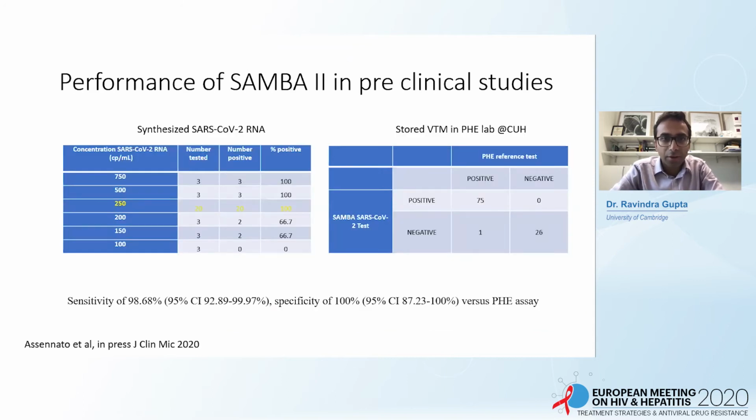So here are some data on the performance of Samba II in the preclinical stage. You can see here that using synthetic SARS-CoV-2 RNA, the limit of detection was established around 250 copies per mil. And when we tested stored VTMs or viral transport medium in the diagnostic laboratory, you can see on the right-hand side that the sensitivity was around 98% with a specificity of 100% versus the standard RT-PCR set up by Public Health England in our laboratories. So excellent performance in the preclinical and stored sample stage.